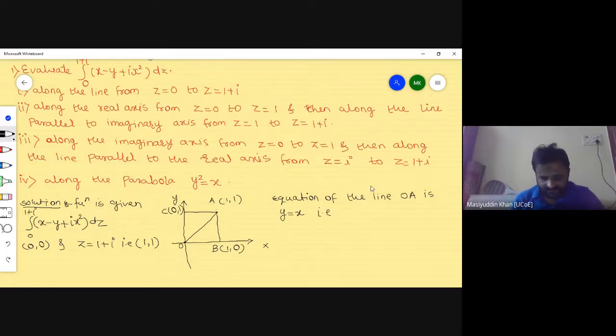So on OA, y is equal to x. Therefore dy by dx is equal to 1. Therefore dy is equal to dx. So we have to simplify this part.